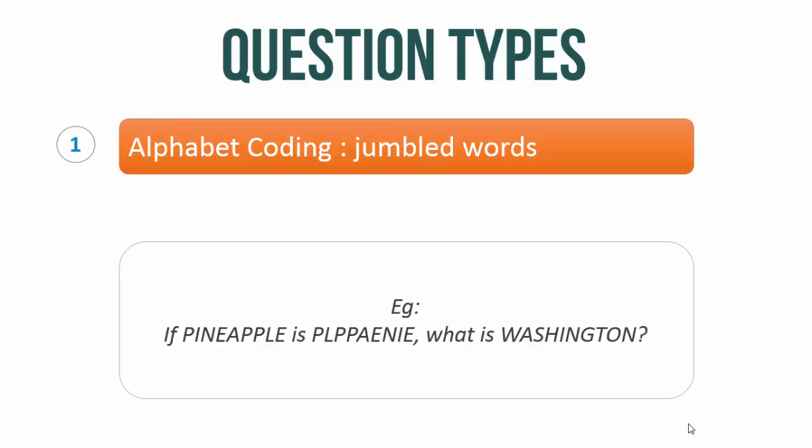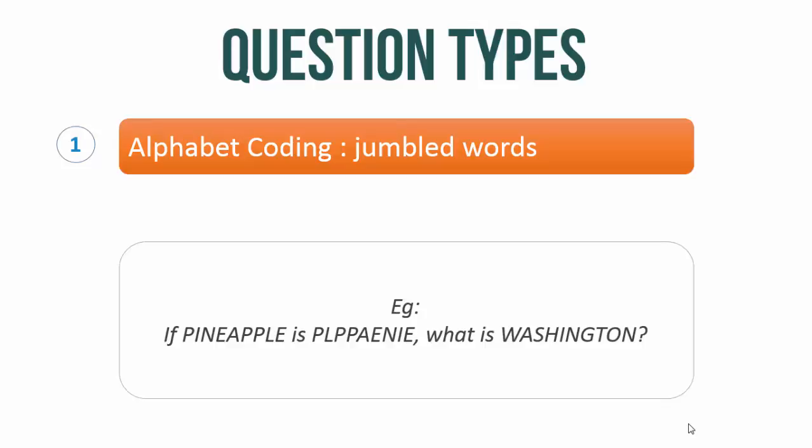Essentially, in this kind of question, a word is given and the letters in the word are rearranged so as to read as something else. There will be a logic behind how these alphabets are rearranged. You have to arrive at the logic and then reapply that logic to another word. For example, here in this question, the word pineapple is jumbled in a certain way to read something, and the question is asking you to apply the same jumbling logic to Washington.